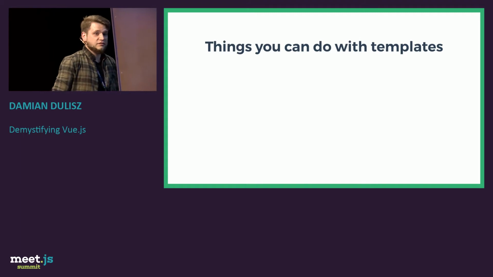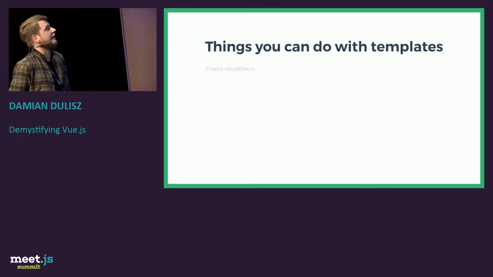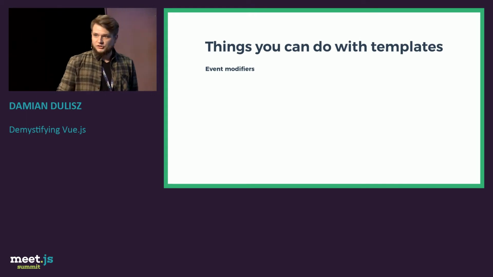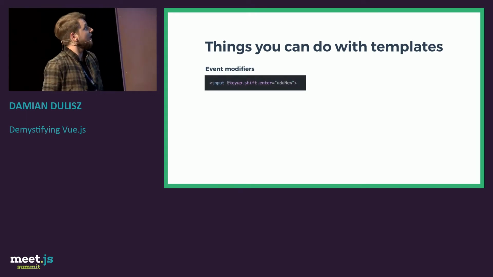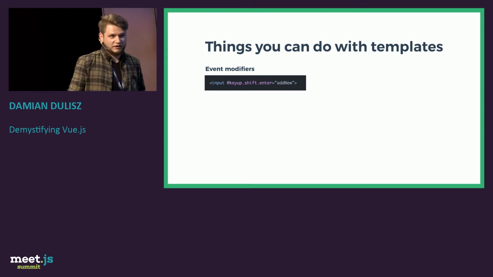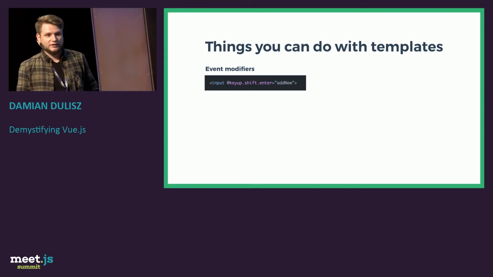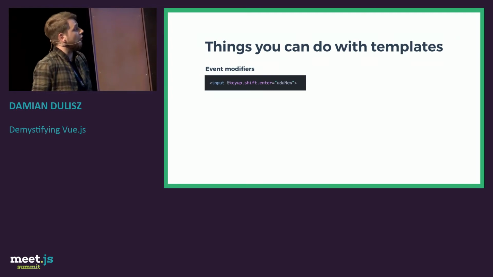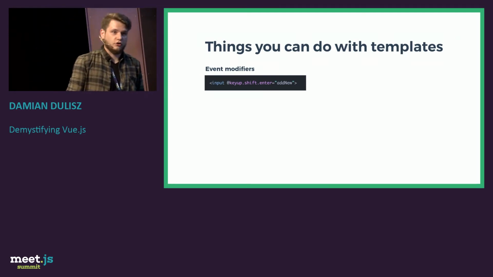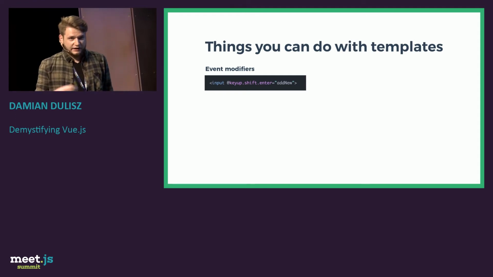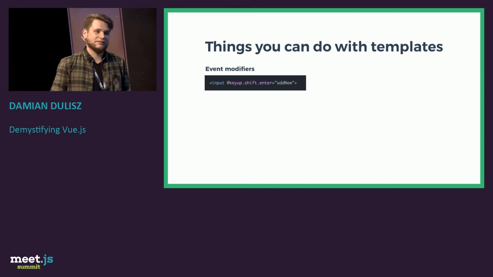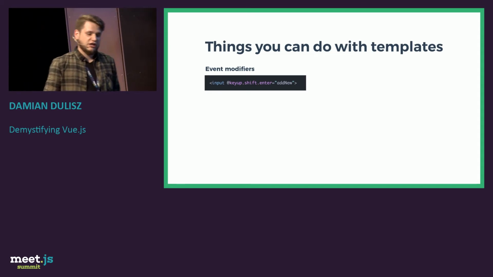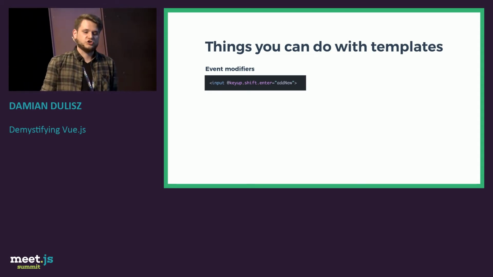So, there are several things you can do with templates, and some of those are event modifiers. That's actually very nice, and it looks like this. Keyup is an event triggered when you press a button and then release it. And you can add modifiers like shift or enter. If you didn't have the modifiers, the add new function would be called whenever you press a button. But if you add those modifiers, it will only trigger on shift and enter.